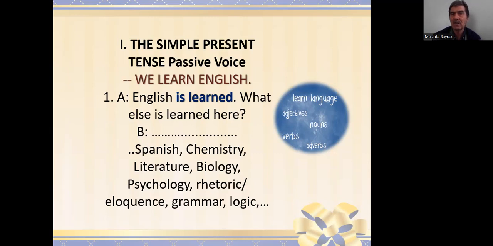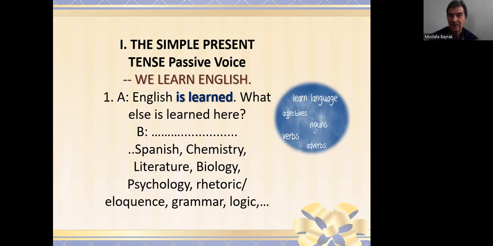English is learned. What else is learned? Here, for example, at a school, at a college. Spanish. Let's make a sentence with Spanish instead of English. Spanish is learned here. What else is learned here? Let's do it as if we are at the beginner level of English. Yes, okay. Chemistry. Chemistry is learned here. What else is learned here? Literature is learned here as well.